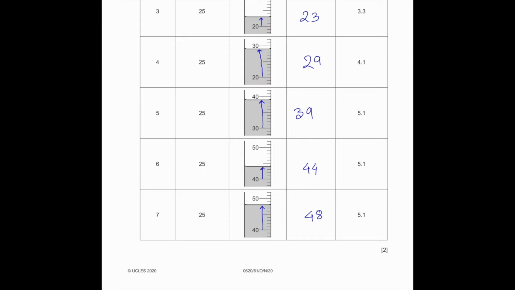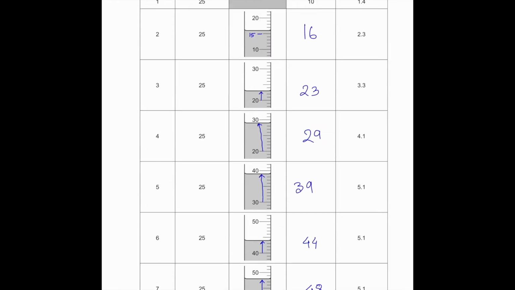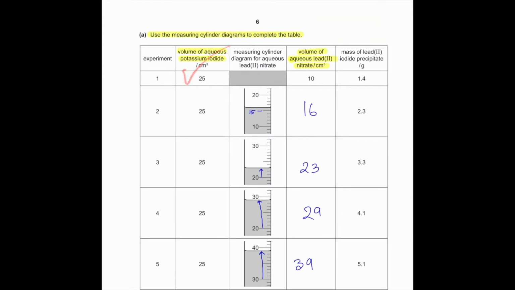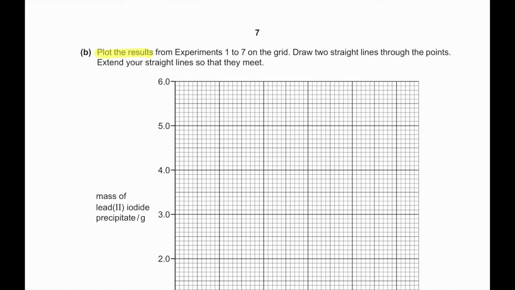We can see that after the addition of 39 cm cube of lead 2 nitrate, there was no further precipitation after that. So after 39 cm cube, we can definitely say that the volume of potassium iodide was the limiting factor. Plot the results from experiment 1 to 7 on the grid. Draw two straight lines through the points. Extend your straight lines so that they meet.